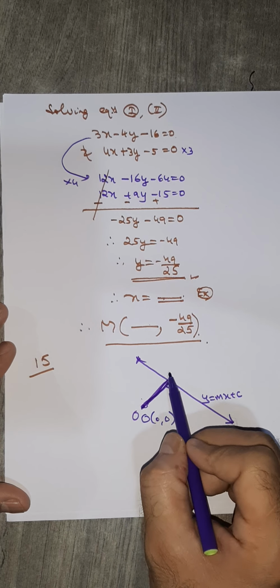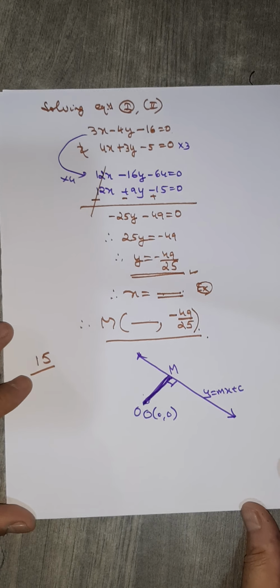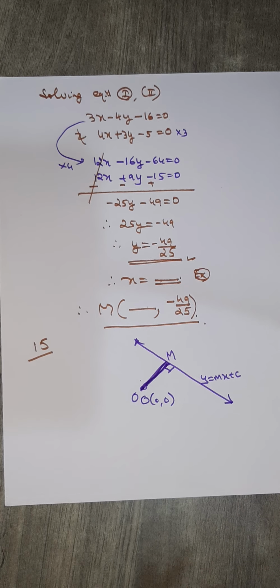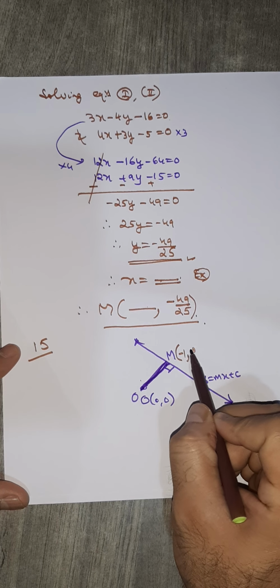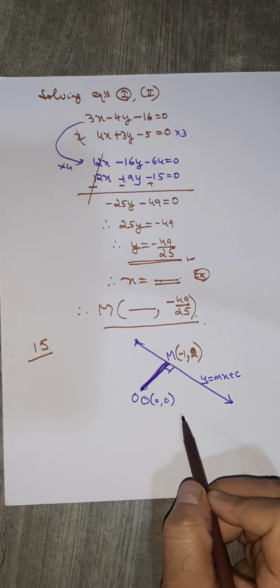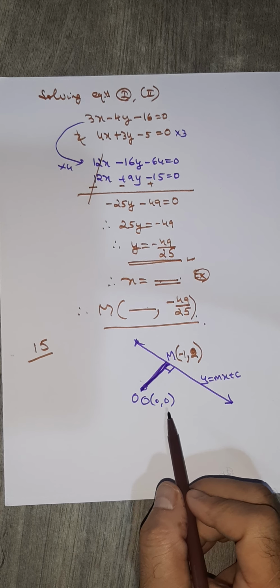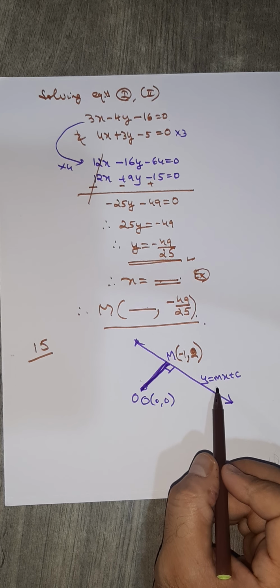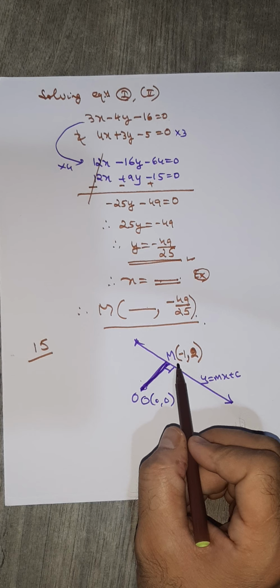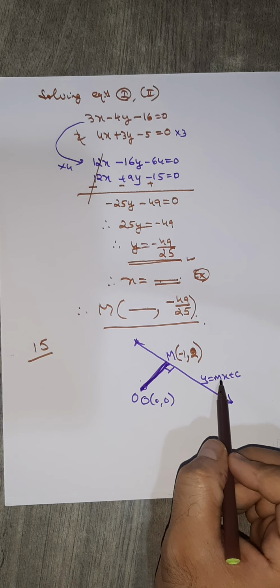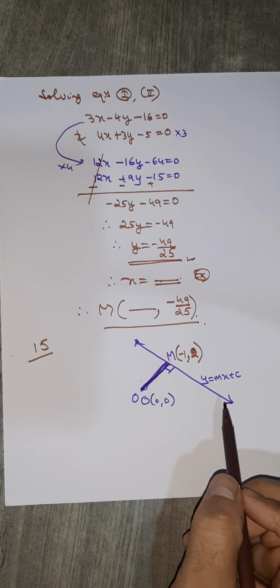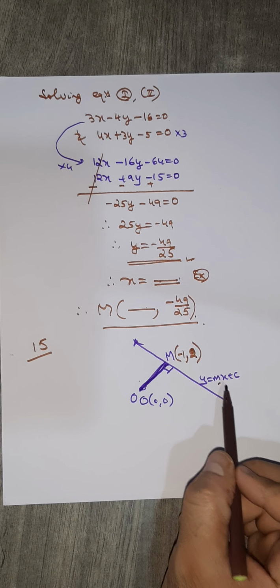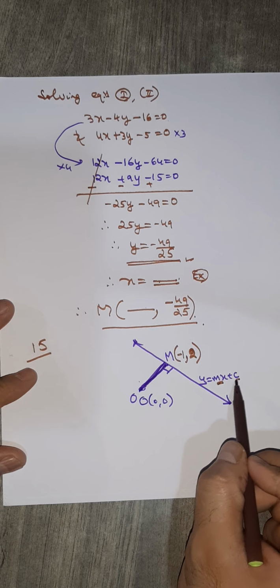This is O; let me call this M. Indirectly, this M is the foot of the perpendicular from the origin, like the previous question. And that foot of the perpendicular is also given to you: minus 1 comma 2. Read the question: the perpendicular from the origin to this line meets at which place? Minus 1 comma 2. What's the question? Find the value of m and c. So there are two unknowns to find: one is m and the other one is c.